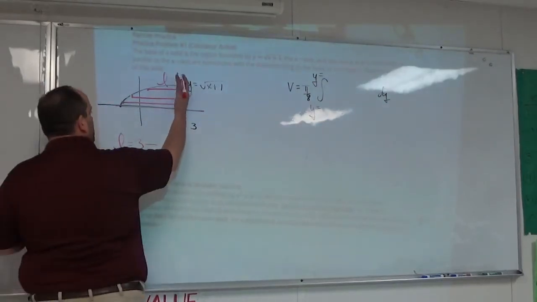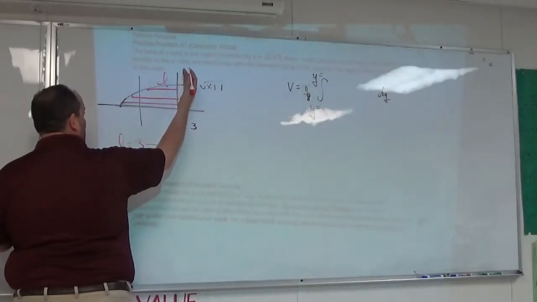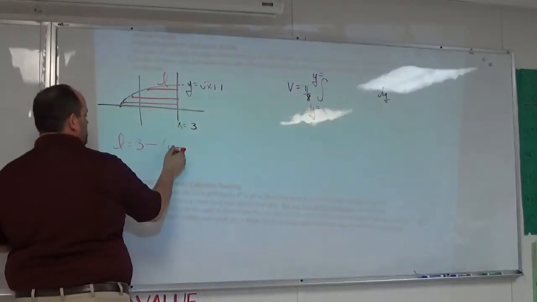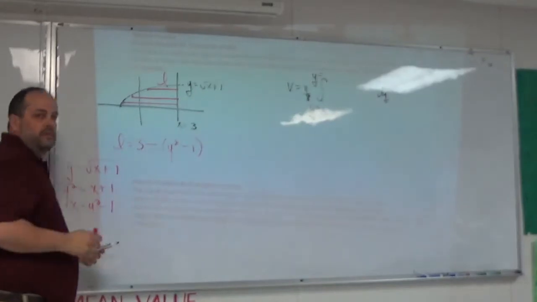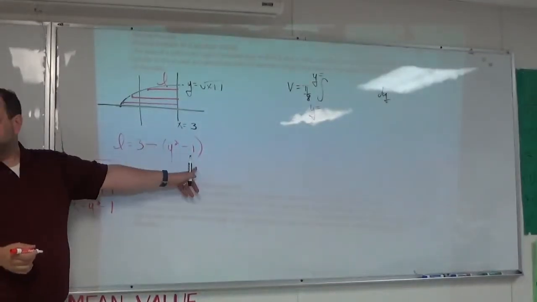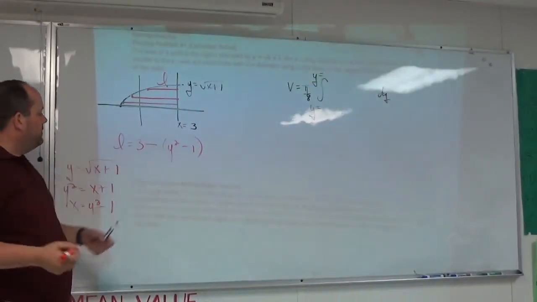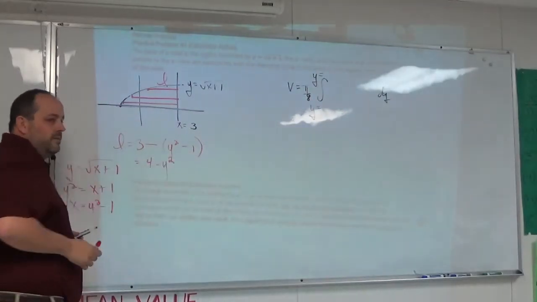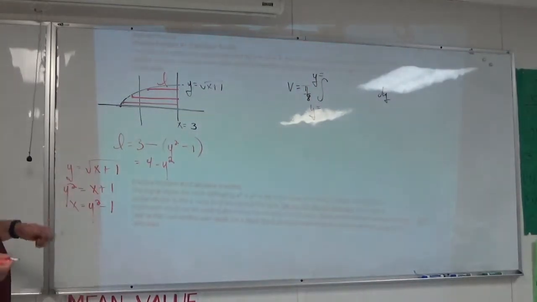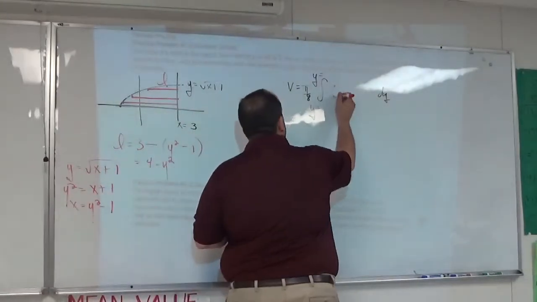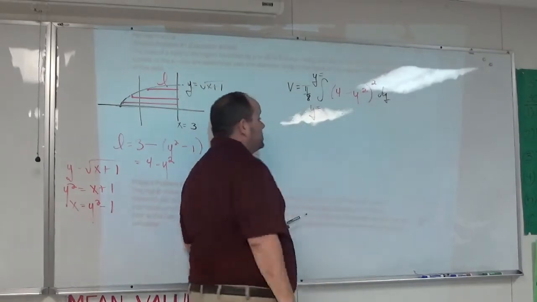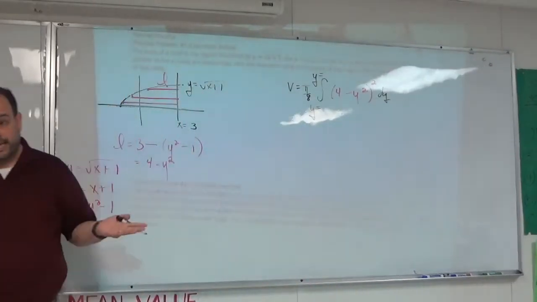Okay. On the right, you've got x equals 3. On the left, you've got x equals y squared minus 1. Just be careful. So it's 3 minus (y squared minus 1). If you want to clean it up a little bit, sure. I think if you do that right, you're going to get 4 minus y squared. All right, let's finish it up. You've got 4 minus y squared is the length. You're going to square it. Last thing I need.